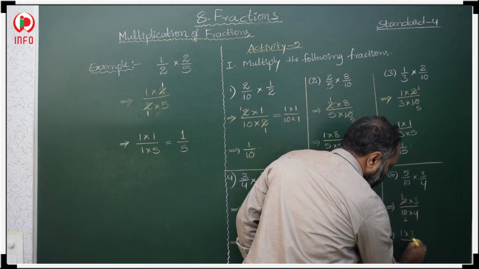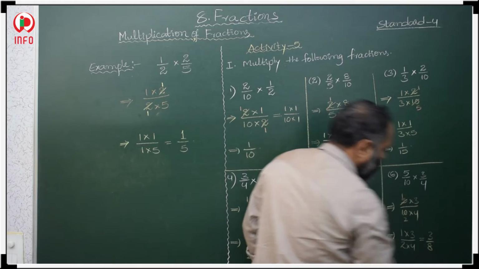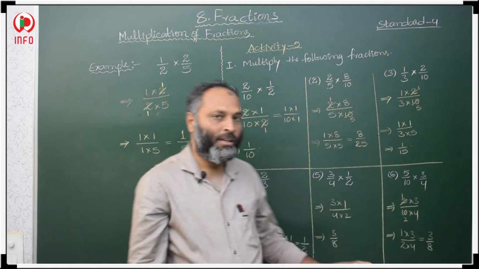3 by 2 into 4. 1 threes are 3, 2 fours are 8. 3 by 8, this is the proper fraction. In this way we have to multiply.